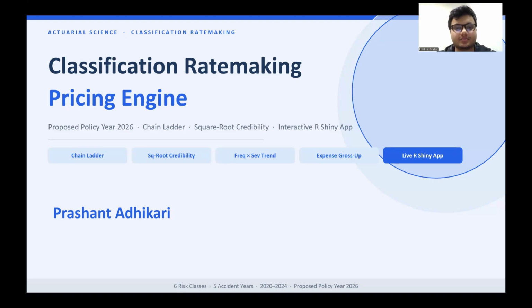I'm here to present my midterm project 3, where I will be presenting a classification rate making pricing engine built in our Shiny app that produces indicated premiums by different risk classes for proposed policy year 2026 for a given dataset. I will walk through the full actuarial workflow, development, trend, credibility, and exposure loading, and then do a live demonstration of the interactive Shiny app.